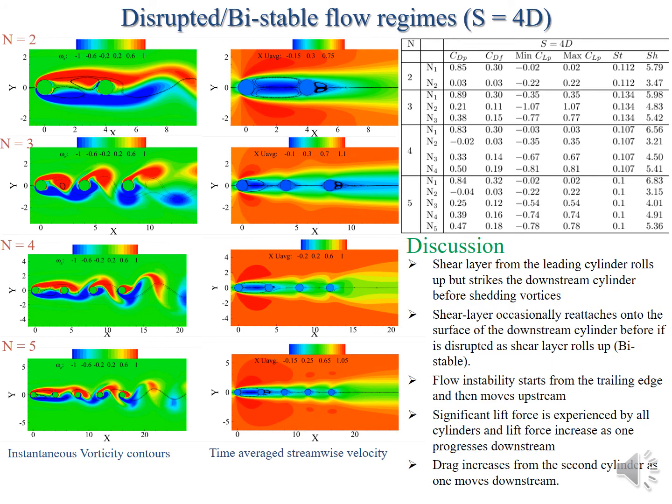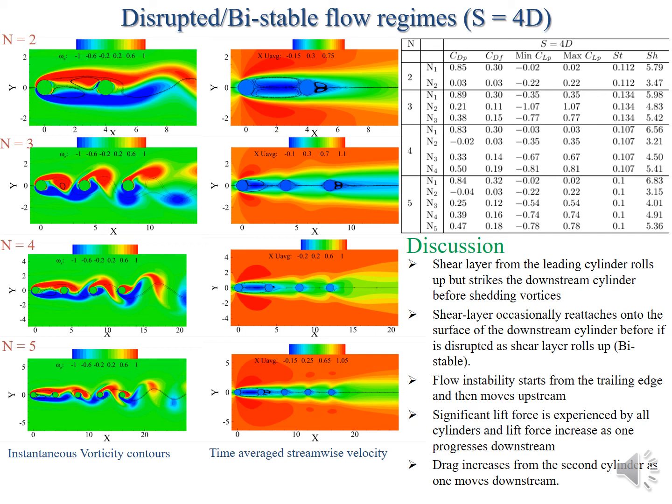If we increase the gap ratio to 4, now we have a disrupted or bistable flow regime. Now in this flow regime, we have vortices forming from the upstream cylinder, but those vortices don't shed. They strike the downstream cylinder before they shed. Hence, they mix with the vortices from the downstream cylinder and shed still as one. So in most cases, you will find that we don't have noticeable shedding from the upstream cylinder, but we have noticeable shedding from the downstream cylinder. And that goes on as you increase the number of cylinders in the domain.